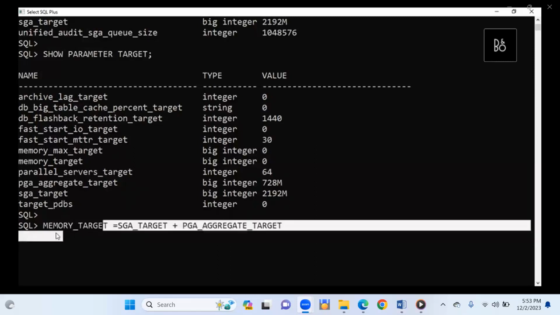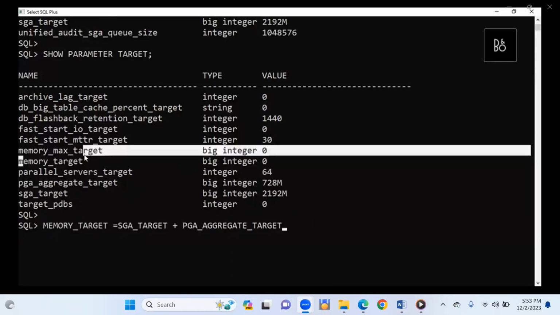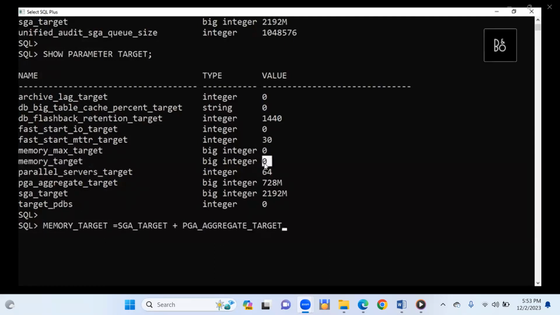So if I want to get the MEMORY_TARGET, which by default is not assigned, then I have to add the SGA_TARGET, which is being displayed here as 2192, plus PGA_AGGREGATE_TARGET, which is given here as 728. If you add both of them, 728 plus 2192, you get what we call the MEMORY_TARGET. And probably you're wondering why MEMORY_TARGET here is 0; it is because of how this memory is being managed.